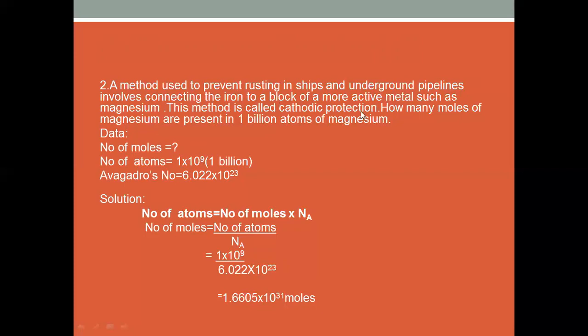The method of cathodic protection, Inshallah, you will learn in chapter number 7. But just keep this in your mind from the MCQ point of view: which metal is used in cathodic protection? You must know the answer: magnesium. Magnesium is used in cathodic protection, and also to prevent rusting of ships and underground pipes. By putting the values, you can get the answer 1.6605 × 10^31.